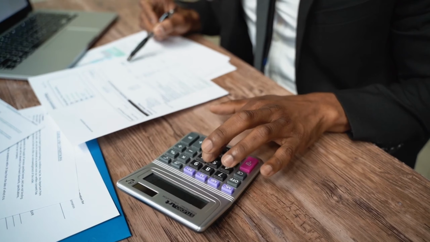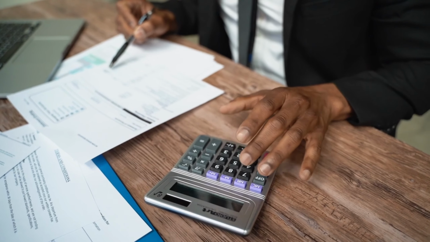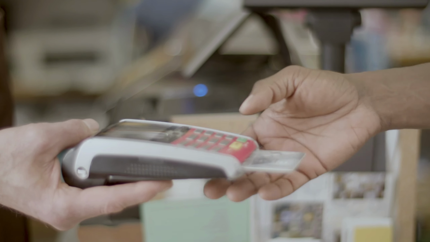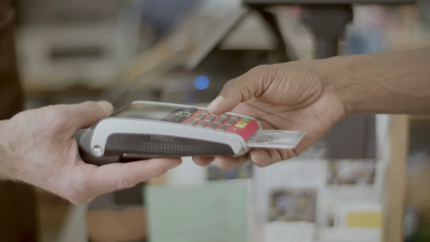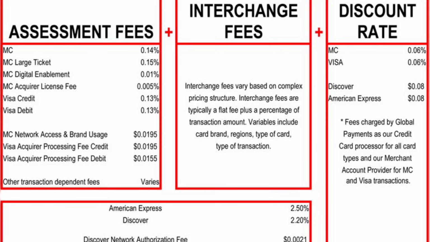Many statements display the average daily balance used to compute interest. This number represents the average amount owed throughout the billing cycle. If large purchases remain unpaid for many days, the average rises, increasing the interest charged at the end of the cycle. Look for the fees section next.